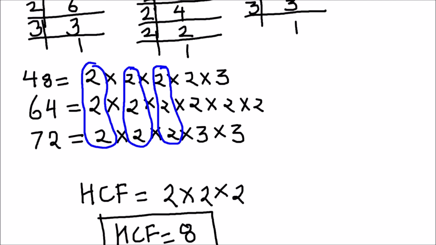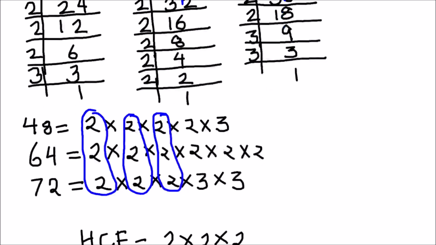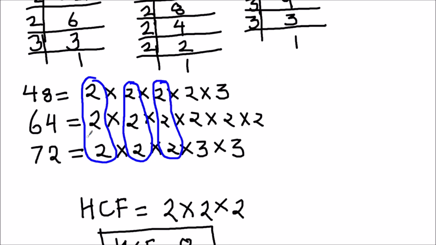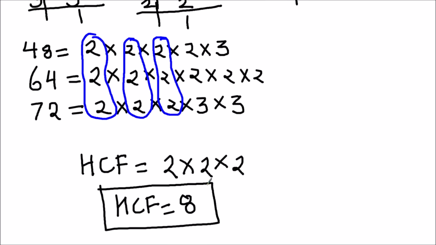So let's take a recap of the method. For finding the HCF of the three numbers, first we will find the factors of all the numbers by separately dividing the numbers by prime numbers. After finding the factors, we are going to write the factors like so, and we'll find the common factor in between the three numbers. For finding the HCF, we are going to take the product of all the common factors, writing it only once. So this is how we find the HCF of three numbers.